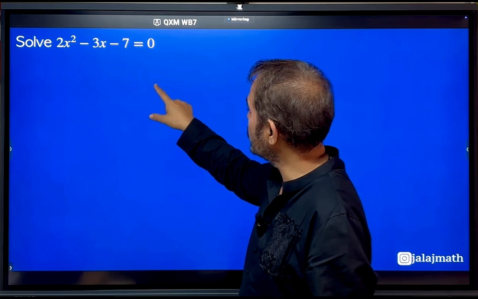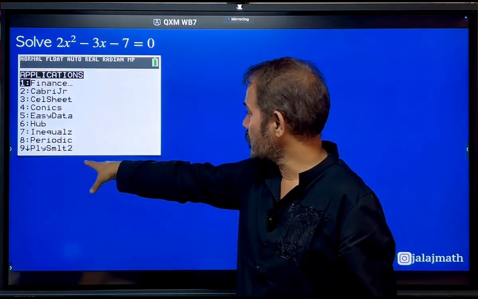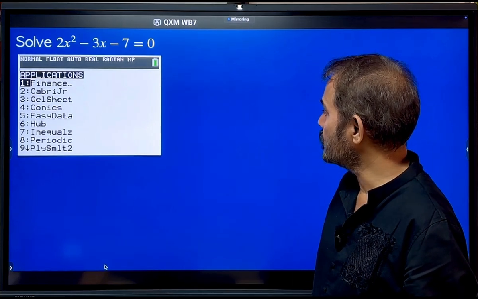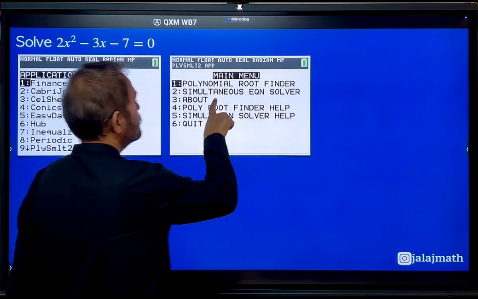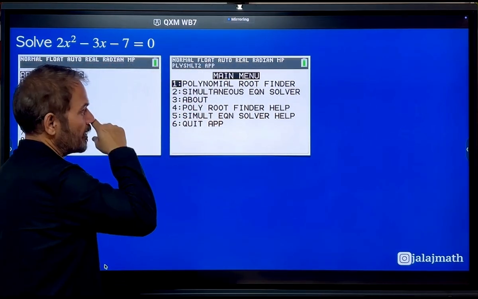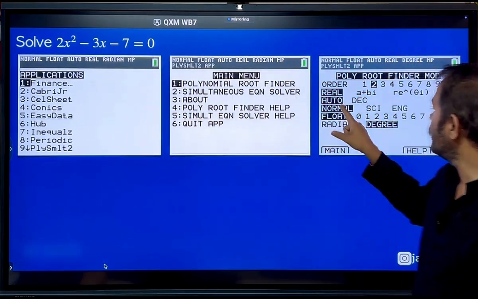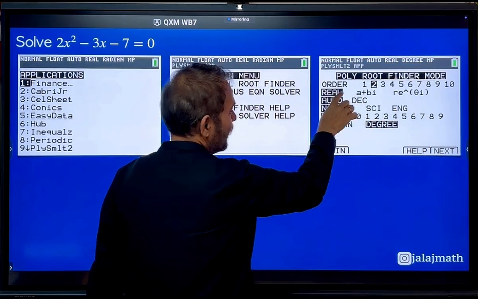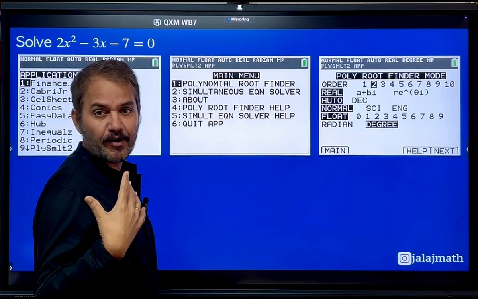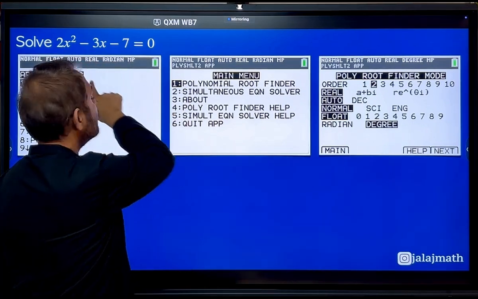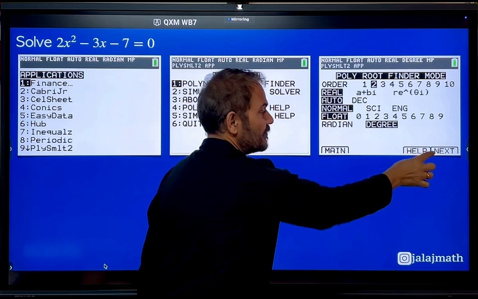To solve this quadratic equation, you go to Apps, scroll down or just press 9 to go to PolySimult 2. When you go to PolySimult 2, you have an option of solving a polynomial equation or simultaneous, and this is obviously a polynomial equation, so select 1. Once you select 1, you are taken here. You have to select the order. Order is basically the degree of the polynomial. This is a quadratic, so the order will be 2. Just scroll down to 2, press Enter and press Next.